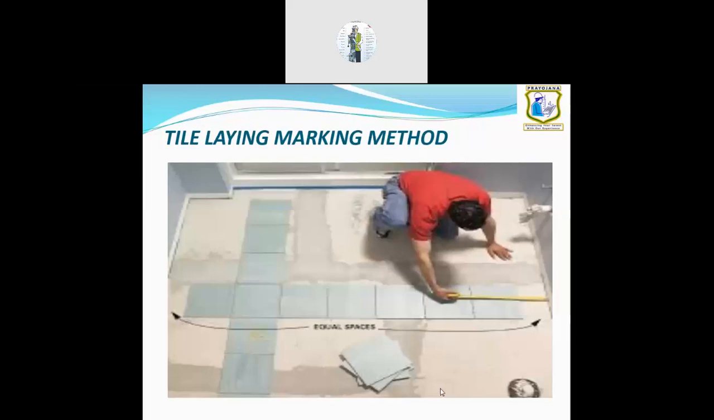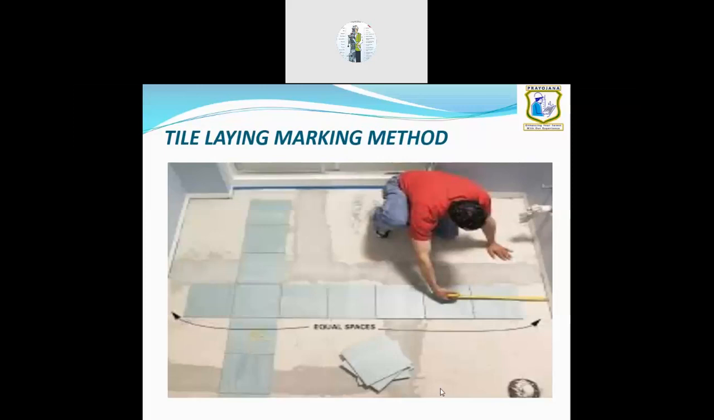So this you have seen how he's marking. He has started a reference line at the corners. From there he is taking the dimension. He is checking by putting the dry tile first to see how many tiles will come. So this method should be followed before you start the tiling operations. So this is called the trial and error method.